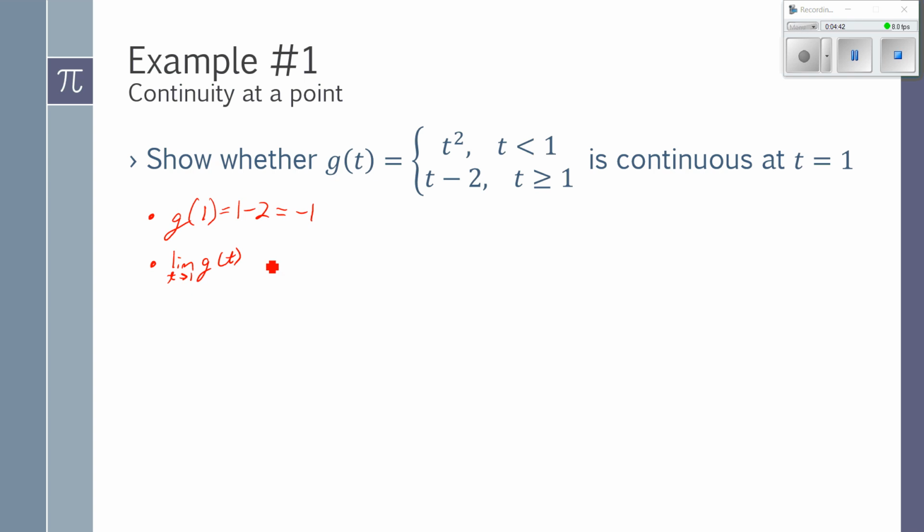Well, for a two-sided limit to exist, the left and right-hand limits need to be the same. So I need to really look and see what's the left-hand limit as t approaches 1 from the left side for g, and the limit as t approaches 1 from the right side for g of t. I'm going to focus on the left side first.